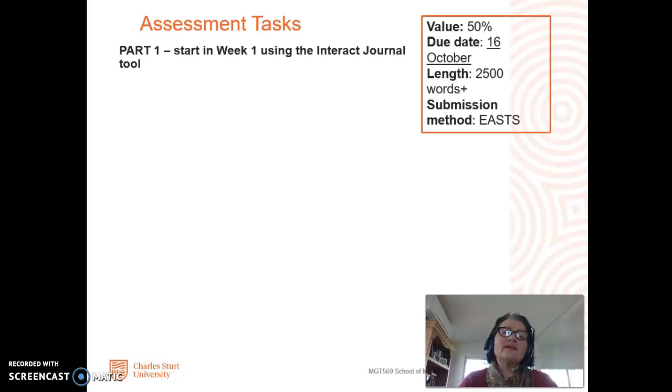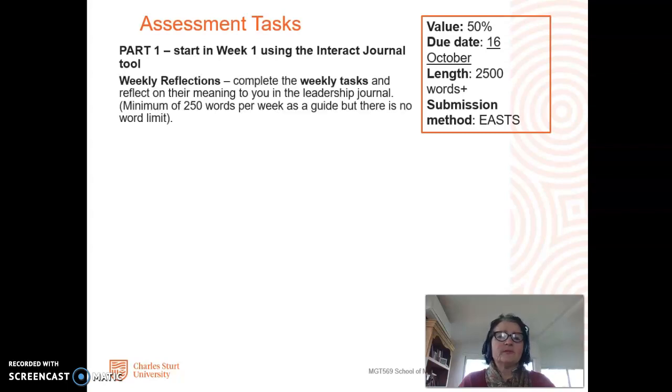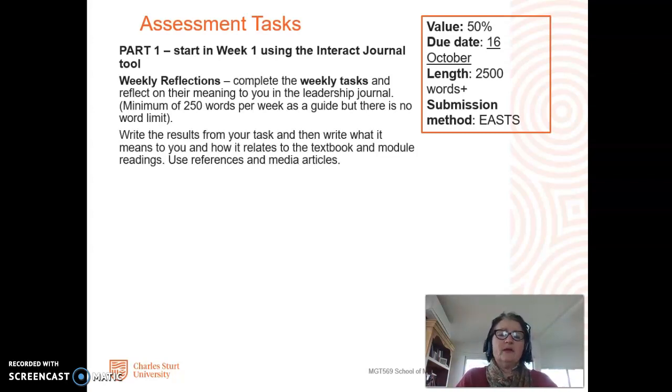So part 1, start this in week 1 using the Interact Journal tool, and hopefully by now you would have already done this, and I've been checking your journal entries as well, and you have done it for the first assessment. So complete the weekly tasks and try and do them each week. Write a minimum of 250 words as a guide. Write the results from your task and then write what it means to you and how it relates to the textbook and module readings. And this is pretty explanatory in each topic.